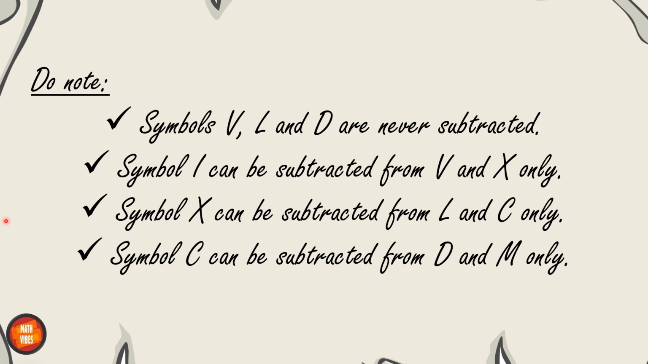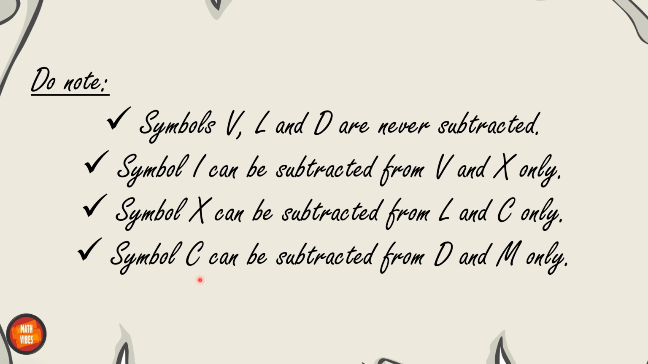Same way if you see the symbol X. X represents 10. The symbol after 10 is for 50, which is L. After that comes the one for 100, which is C. The next two symbols after a particular symbol. So X can be subtracted only from L and C. Symbol C now, C represents 100. After 100 the symbol is for 500, which is D. After 500 comes the one for 1000, which is M. So symbol C can be subtracted from D and M only. This is the trick with which you can learn these rules.